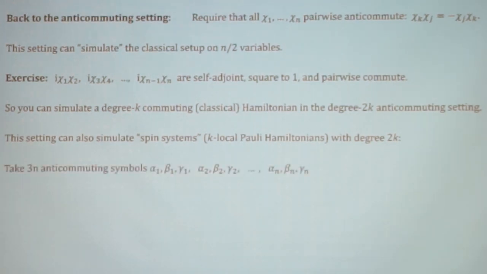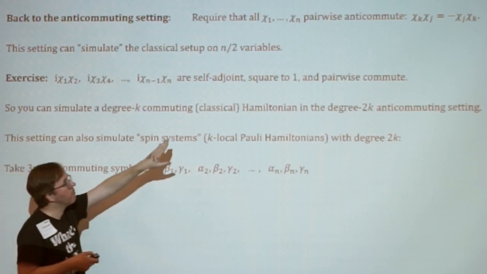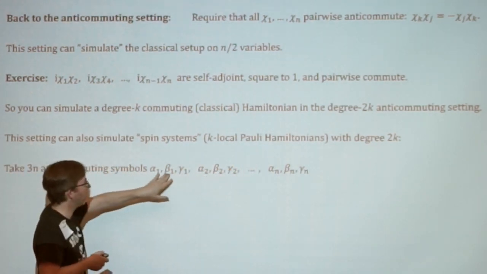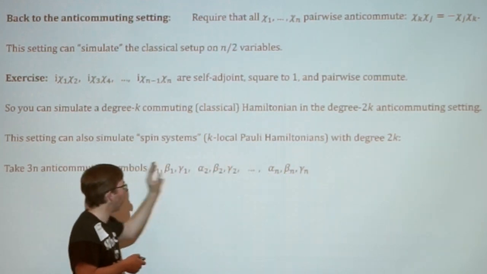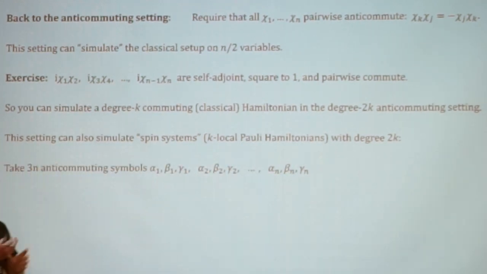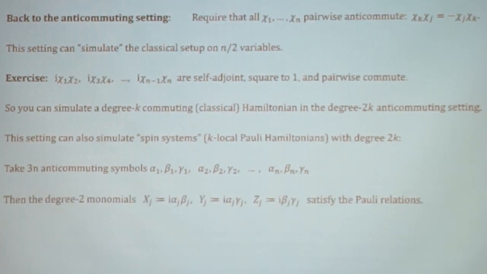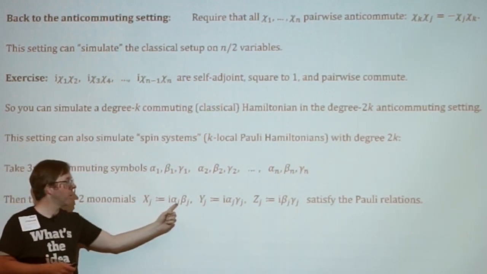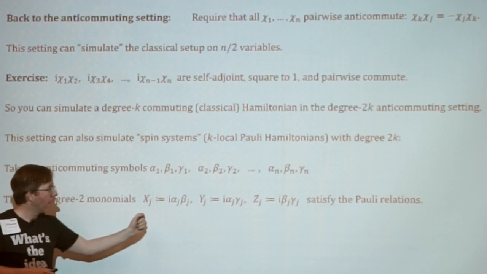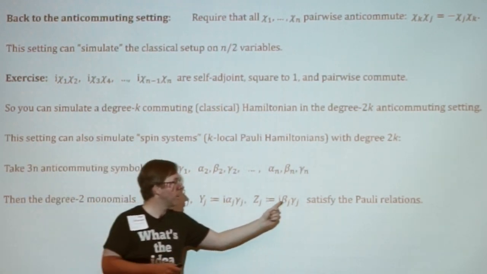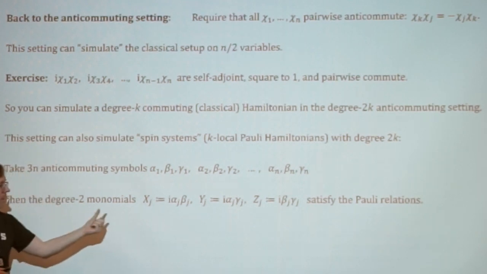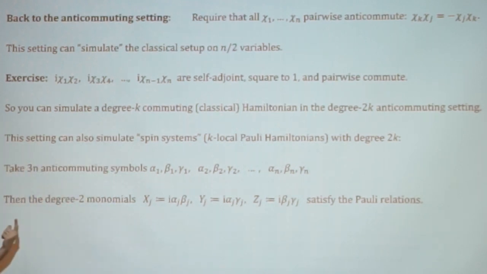And why is that? Well, here's the trick. Let's say you have a k-local Hamiltonian problem with n qubits. You take 3n anti-commuting symbols, and instead of calling them chi 1 through chi 3n, I'm going to call them alpha 1, beta 1, gamma 1, alpha 2, beta 2, gamma 2, and so on. All 3n of these variables pairwise anti-commute. Now, in a similar way, let's make some little degree 2 monomials out of these. Let's look at alpha j times beta j and put the i in. And also alpha j times gamma j, and also beta j times gamma j. These 3 degree 2 polynomials exactly satisfy the Pauli relations.